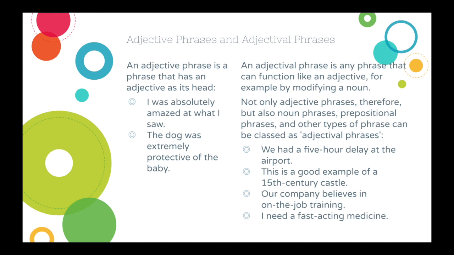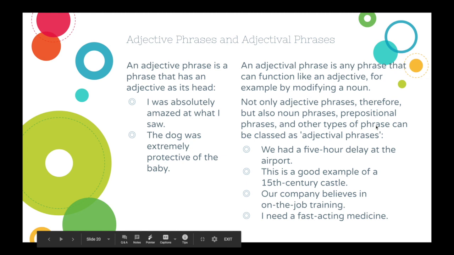So there is something called an adjective phrase. It's a phrase that has an adjective as its head. And then something else called adjectival phrases. It's any phrase that can function like an adjective. So you can describe a noun any way that you like. You can use a noun phrase to describe a noun. You can use a prepositional phrase and other types of phrases.